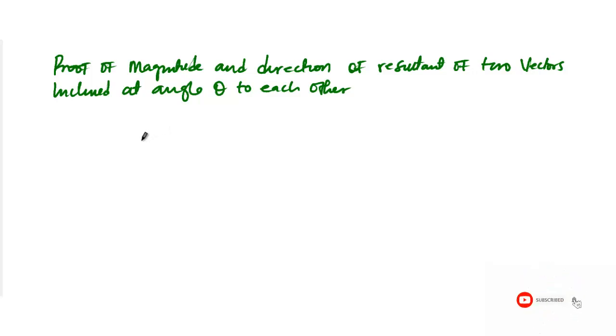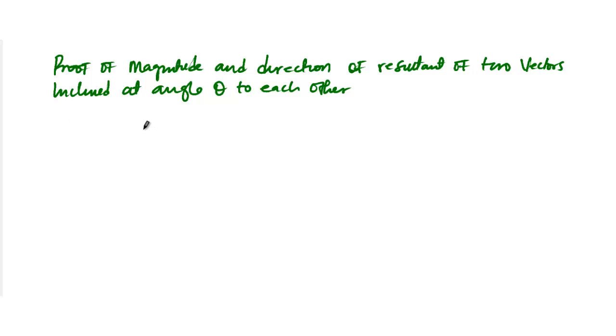All right, in this video, I'm going to be doing the proof of the magnitude and direction of the resultant of two vectors inclined at angle theta to each other. Now, we are going to be making use of two basic laws. That's the triangle law of vector and the parallelogram law of vector.